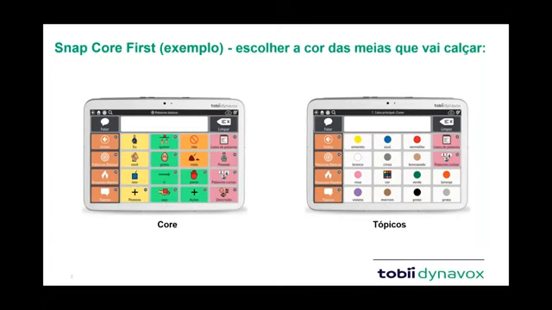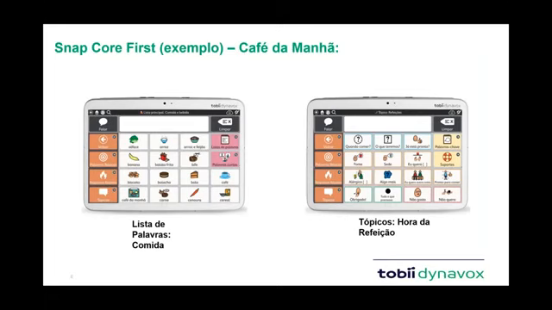All right, so let's go on to another example. So this time, let's think about core first in the course of doing some daily activities like having meals. In this case, the example is for breakfast.